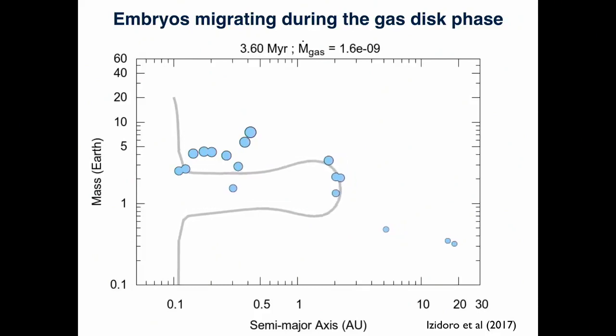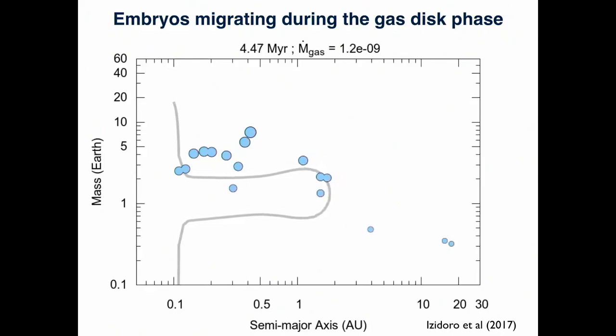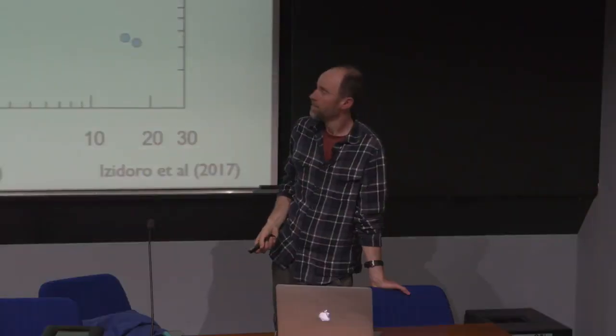So in this case, at the end of the disk phase, while the gas disk is still there, I counted them the other day. I think there are 11 planets within half an AU, and they're all in resonance. And if you go further out, there are, I don't know, 12 or 15. So this is a very long resonant chain of planets.